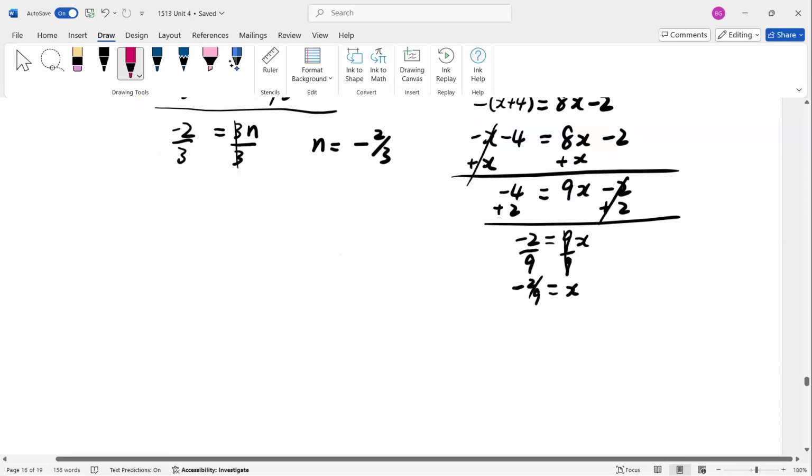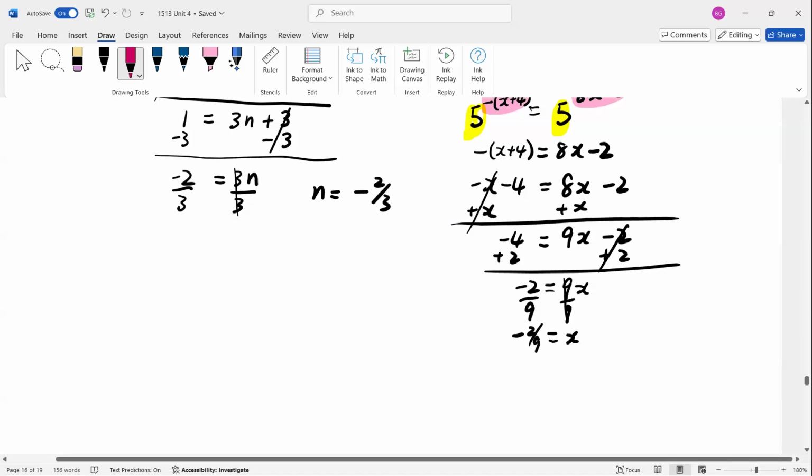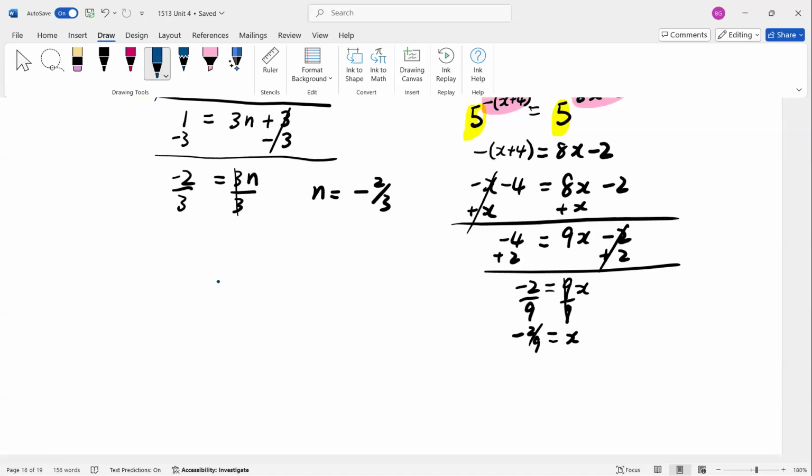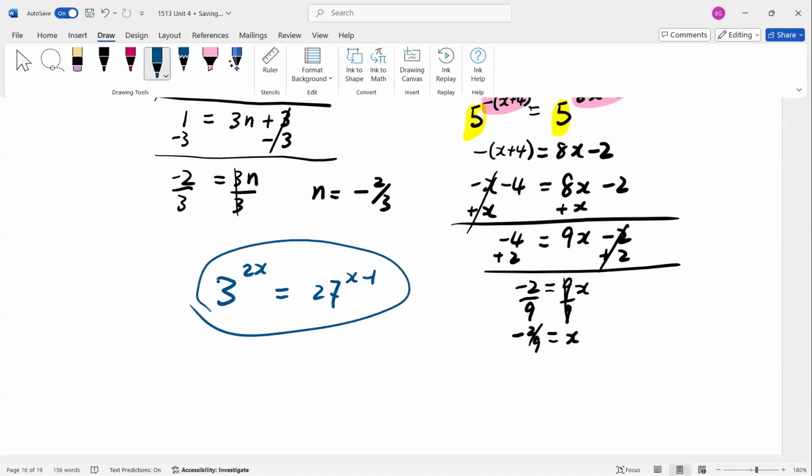Nope, it seems pretty straightforward. Okay, very good. Would you like to try one just very quickly, a simple one? Let's say this one. Can you solve this equation? 3 to the power of 2x equals 27 to the power of x minus 1. Give you 2 minutes.